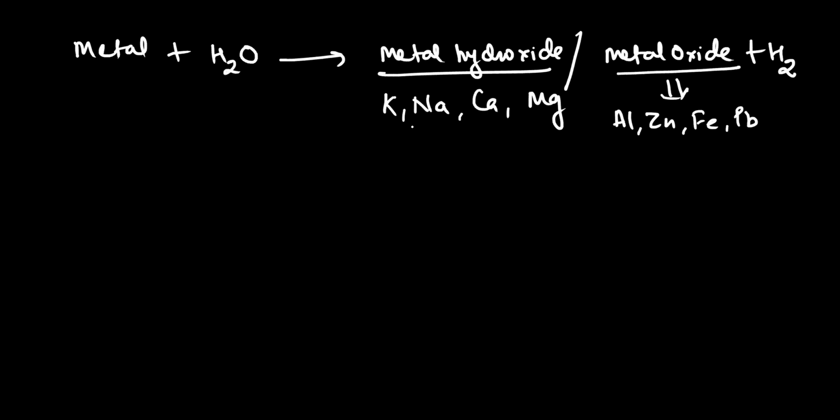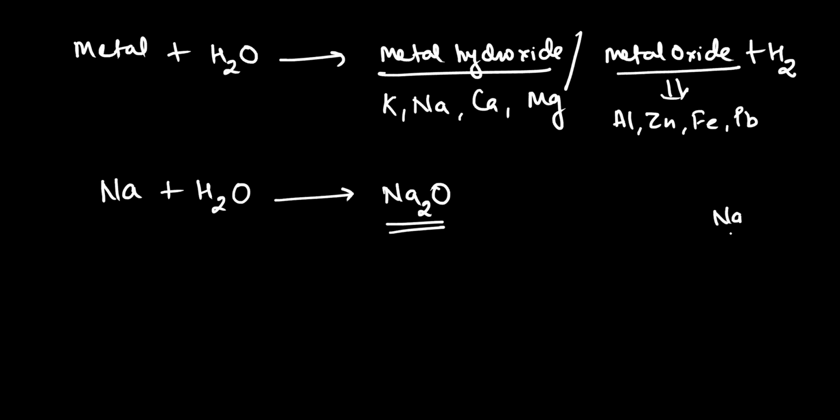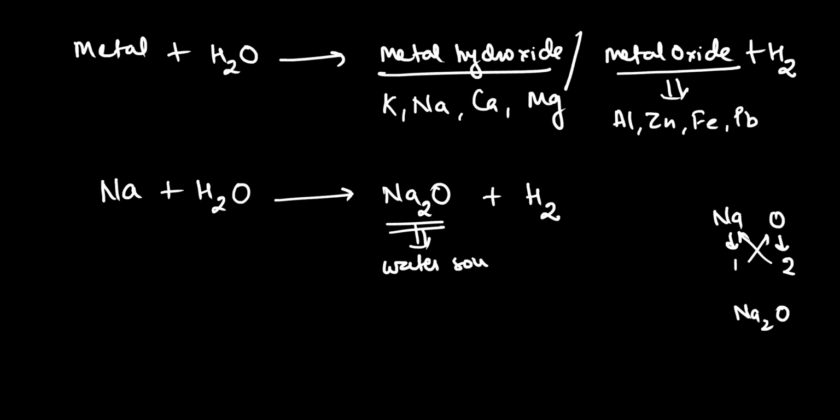Why do these 4 metals produce hydroxide and the others do not? Let me explain. I'm going to take the example of sodium. Sodium when it reacts with water will firstly form sodium oxide, Na2O. How do we write the formula? It is simple: the valency of Na is 1 and O is 2. From the valency chart you can get the formula Na2O. Plus hydrogen gas will be produced. Got it? But this sodium oxide is water soluble. Water soluble. Okay.